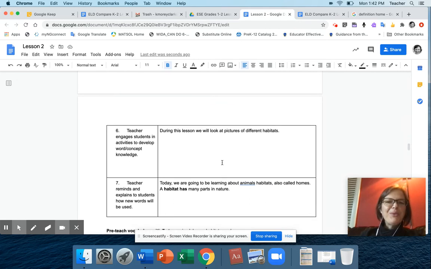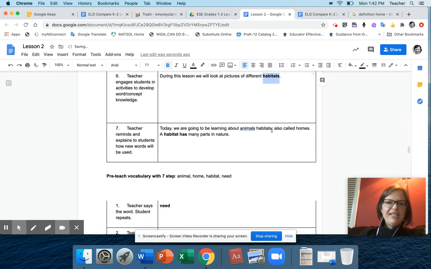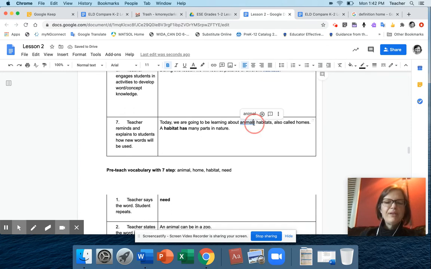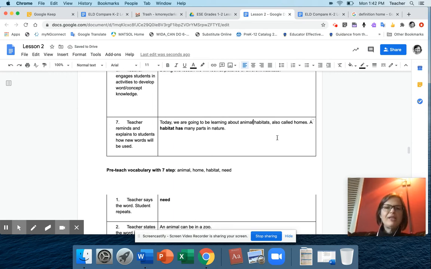During this lesson, we will look at pictures of different habitats. Today, we are going to learn about animal habitats, also called homes. A habitat has many different parts, mostly in nature.